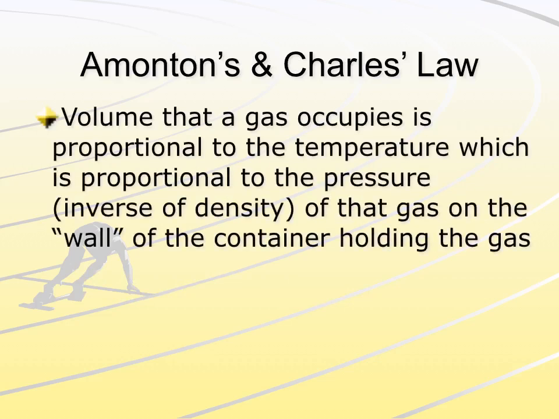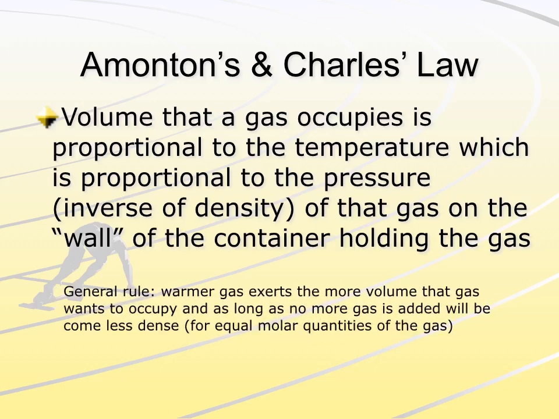Charles's law is going to tell us that the volume that the gas occupies is proportional to its temperature, which is proportional to the pressure, which is inverse to the density of the gas on the walls of a container. The general rule: warmer gas will exert more pressure as it takes up more volume. Colder gas will become more dense and take up less volume, thereby producing less pressure.